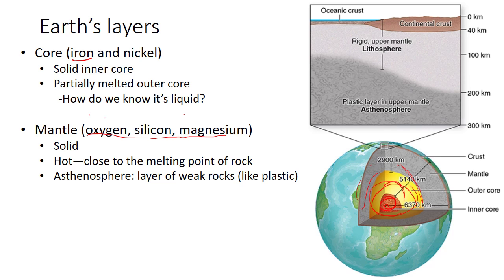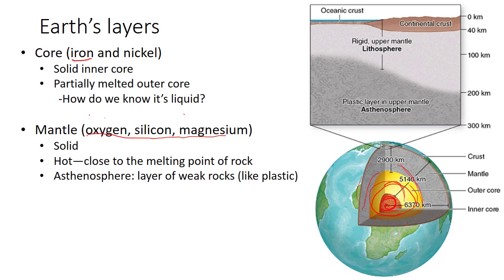The mantle, again, is solid. But it's hot. So it's close to the melting point of the rock. Because it's close to melting, it flows. So it's hot enough to slowly flow even though it's not considered molten.